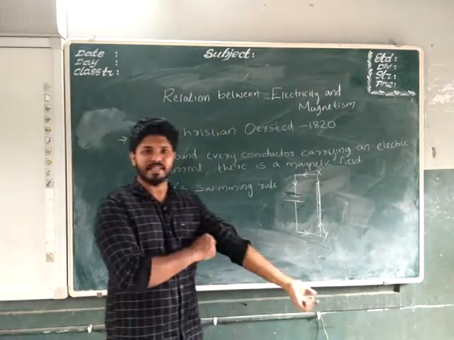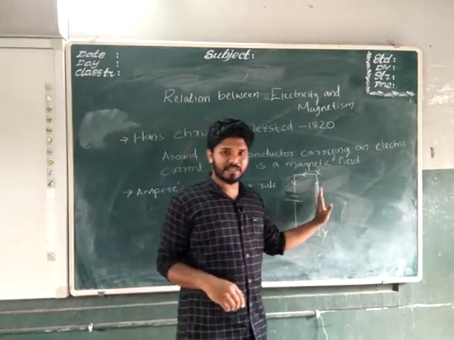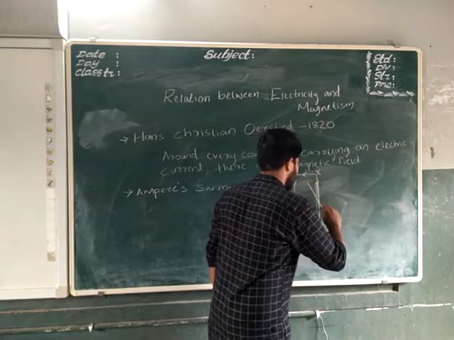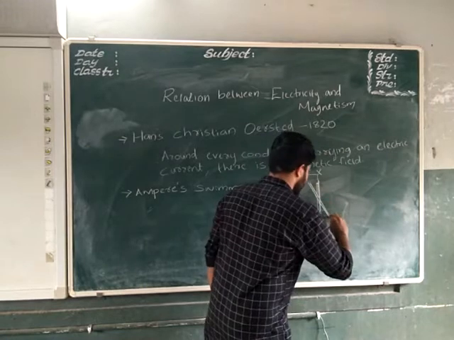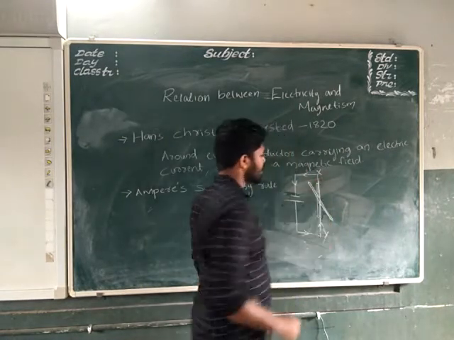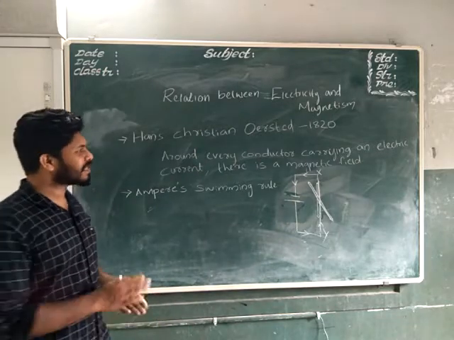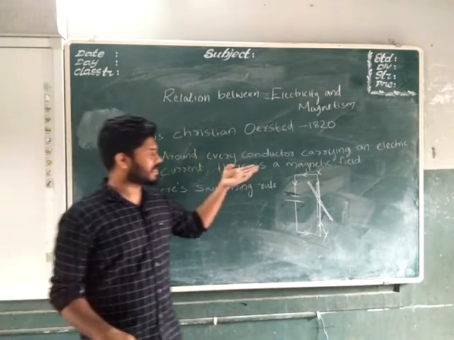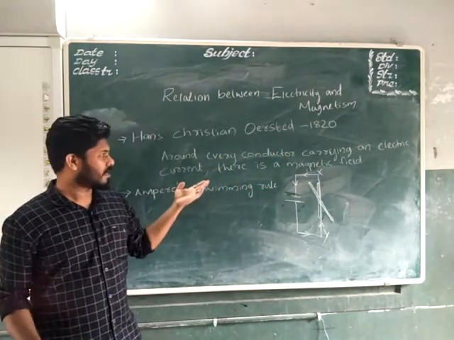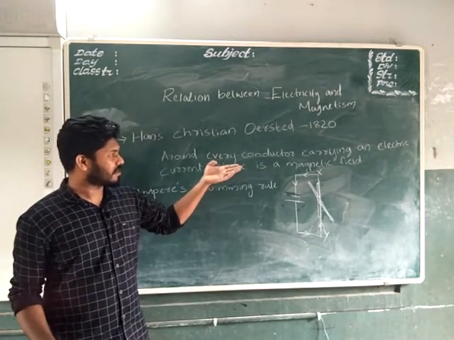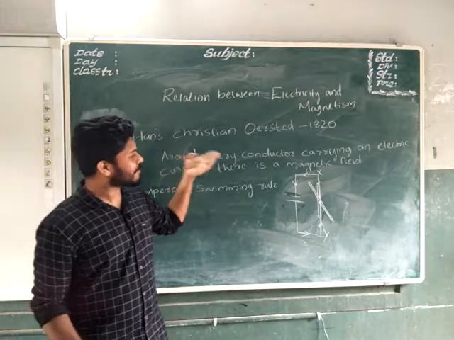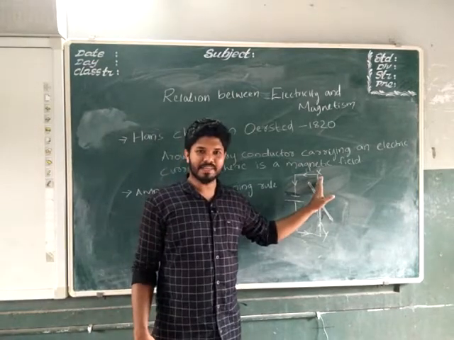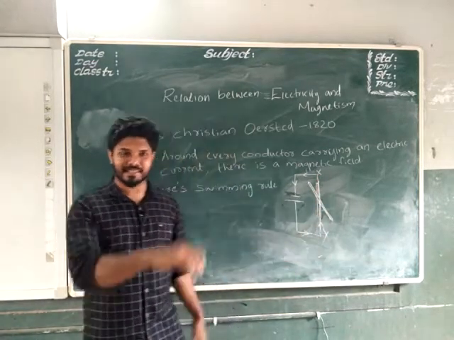He saw that there is a deflection in the magnetic needle, and the deflection was towards the left side. The magnetic needle was deflected like this and oriented in this direction. So he concluded that around every conductor carrying an electric current, there is a magnetic field. Simple. Around every conductor carrying an electric current, there is a magnetic field.